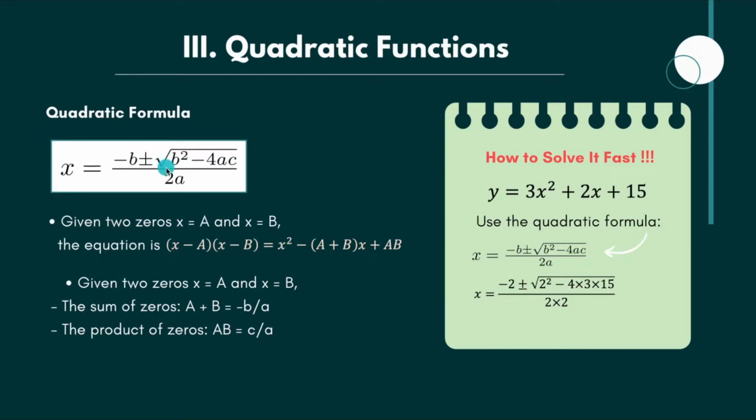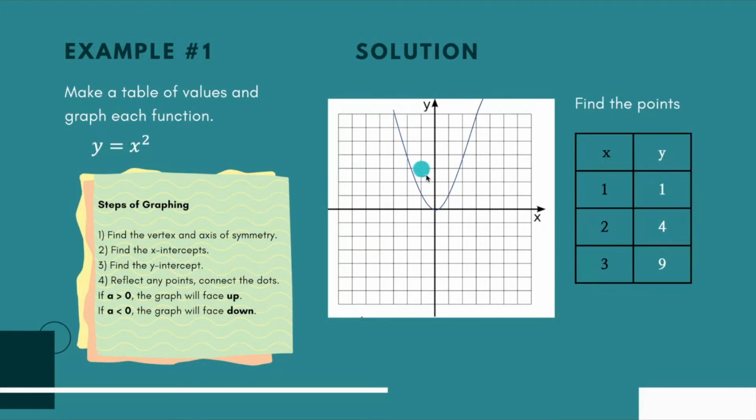If b squared minus 4ac is bigger than 0, the graph will have two different x-intercepts. If it's equal to 0, then the graph will have one x-intercept. Imagine the function in that case as briefly touching the x-axis, then bouncing back. y equals x squared is one example of a quadratic function that touches the x-axis and has 1 zero.